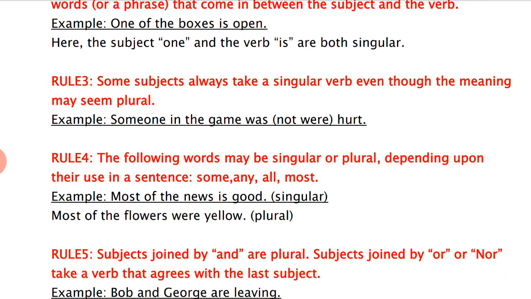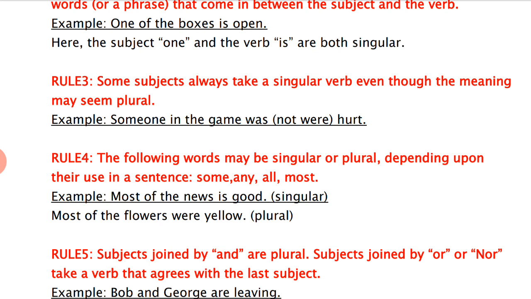Rule number 3. Some subjects always take a singular verb even though the meaning may seem plural. Right. For an example, someone in the game was not hurt. Okay, someone, we are talking about one person, perhaps somebody, someone, right? All these subjects will always go for singular verb. Please remember, someone, something, somebody. They all talk about one single person amongst the crowd. Okay, so you have to remember they all will go with singular verb.